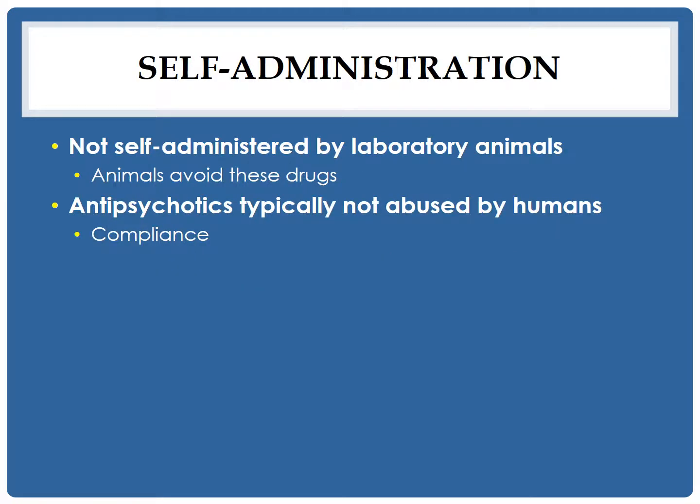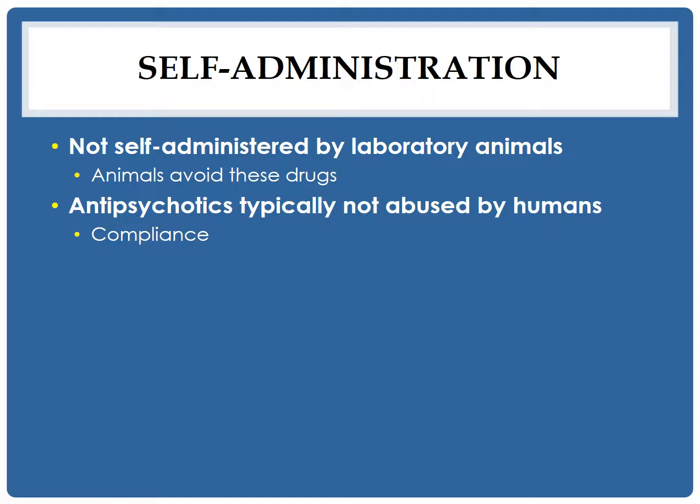Because these drugs don't produce a euphoria, they're not readily self-administered by laboratory animals, and in fact they're aversive to these animals. The animals have learned to avoid these drugs. And then antipsychotics are not typically abused by humans. There's some evidence that some of these drugs have some abuse potential, they have a street value. Seroquel in particular can enhance the effect of opioids, and it has street names. But in general, these drugs are not abused by humans.